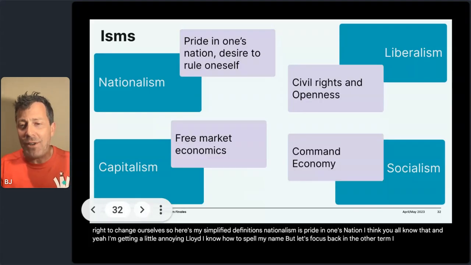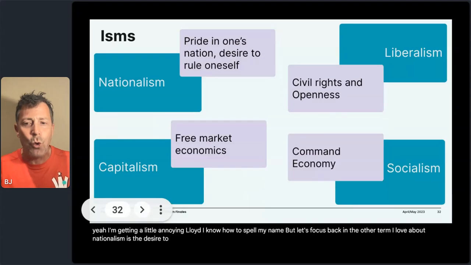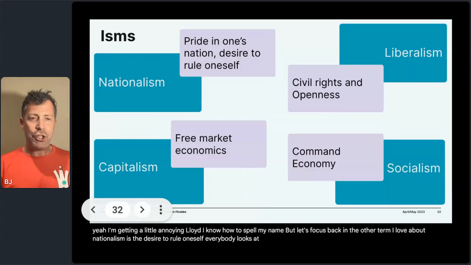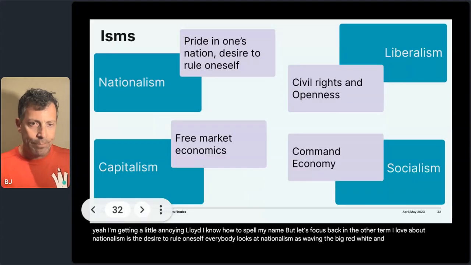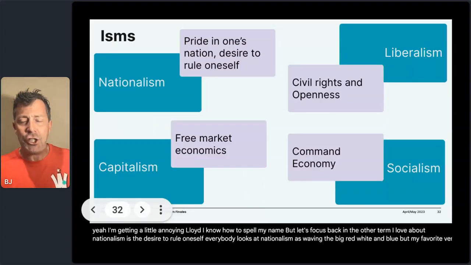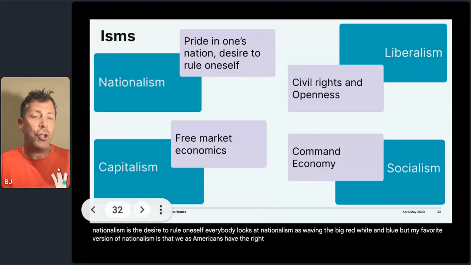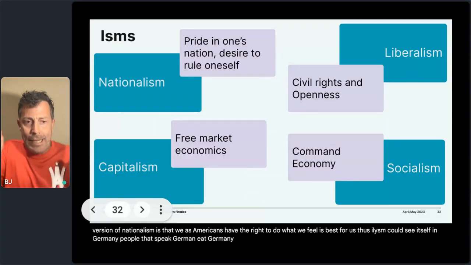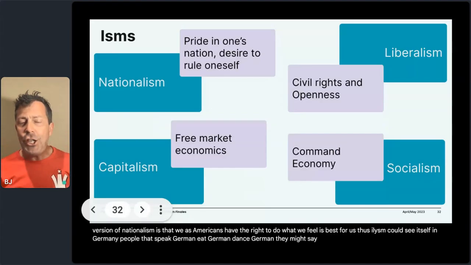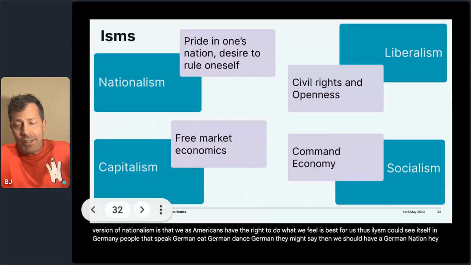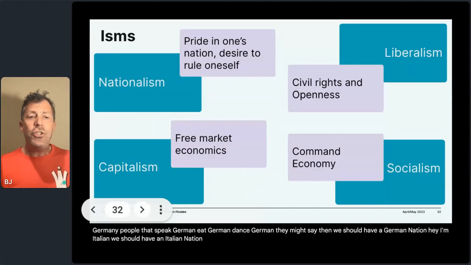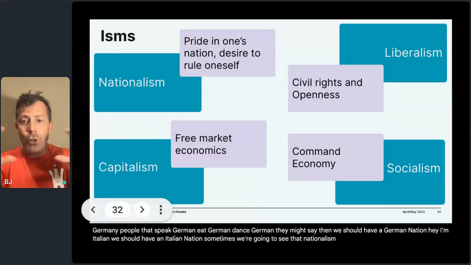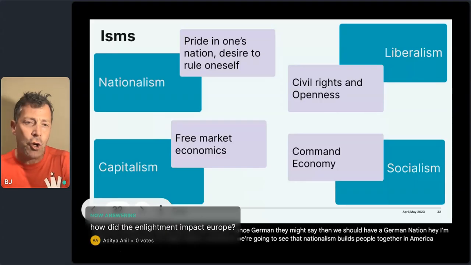The other term I love about nationalism is the desire to rule oneself. Everybody looks at nationalism as waving the big red, white, and blue. But my favorite version of nationalism is that we as Americans have the right to do what we feel is best for us. Thus, nationalism could see itself in Germany. People that speak German, eat German, dance German, they might say, then we should have a German nation. Hey, I'm Italian. We should have an Italian nation. Sometimes we're going to see that nationalism builds people together in America, in Germany, and Italy.